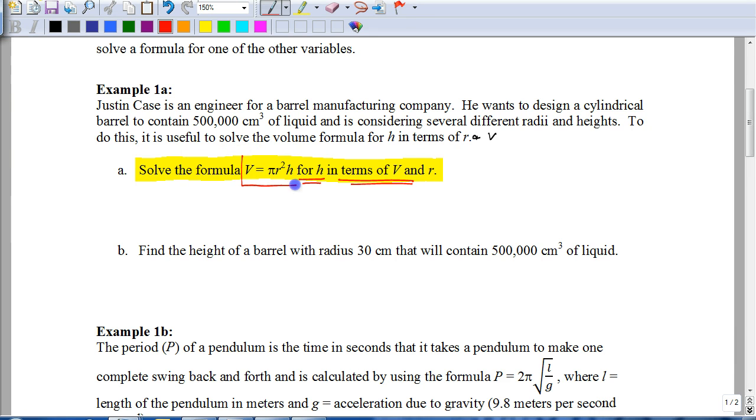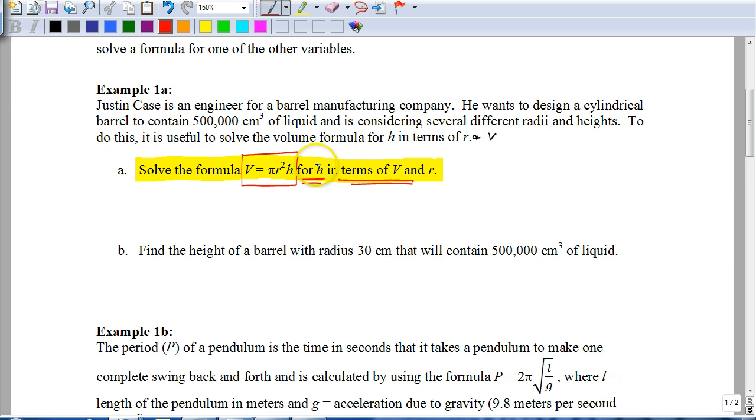Right now, this formula is solved for V, because the V is by itself. So this formula for the volume of a cylinder, we would say it's already solved for V in terms of R and H. Well, we want to change it so it's in terms of V and R. What that means is I want to make it so that the variables that I'd be using to plug information into to figure out the height are together already on one side of the equal sign.